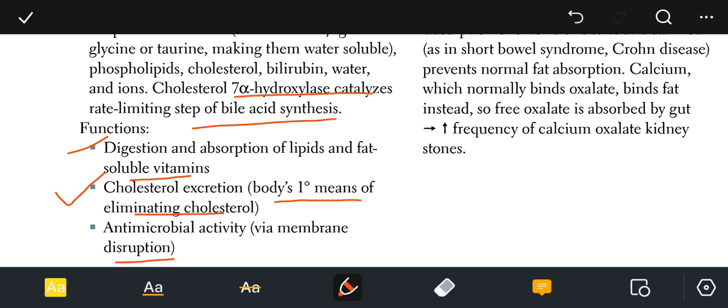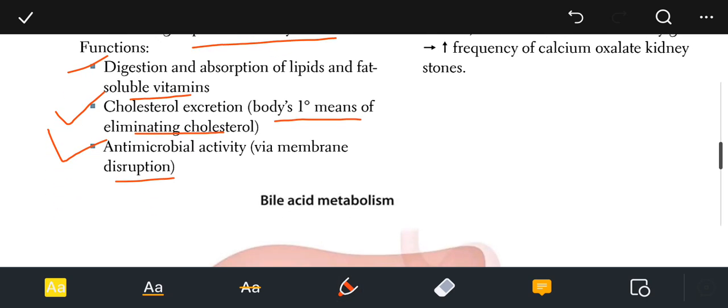Antimicrobial activity via membrane disruption. The bile also functions to cause membrane disruption of the microbes, and when the membrane disruption happens, that results in the antimicrobial effect of the bile.